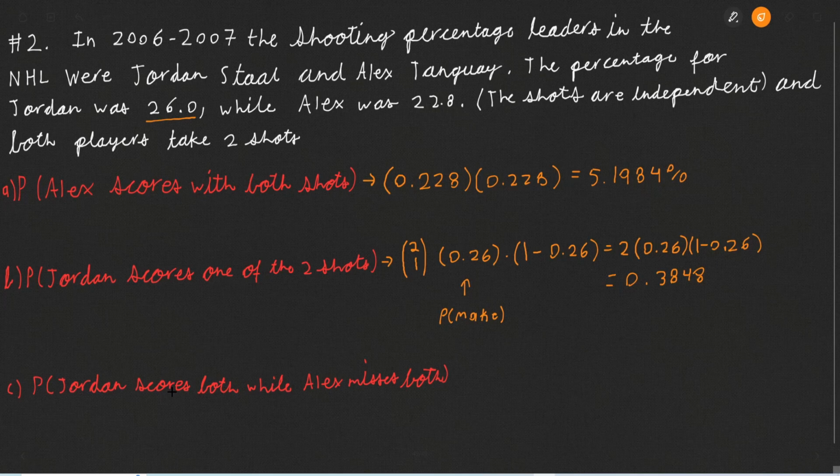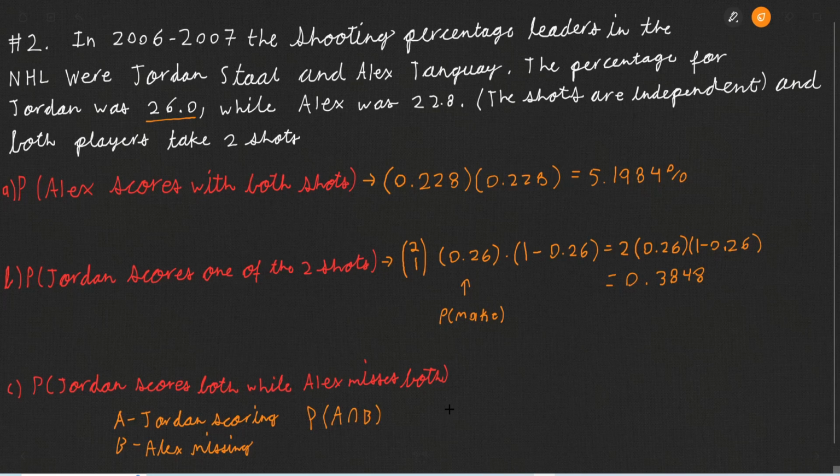And now finally, we have our question C, which is saying that Jordan scores both of his shots while Alex misses both of his shots. So what we need to do is we need to see that both of these need to happen at the same time. So if we set event A to being Jordan scoring, and we set event B to Alex missing, then what we're able to see is that we want to find the probability of A and B happening.